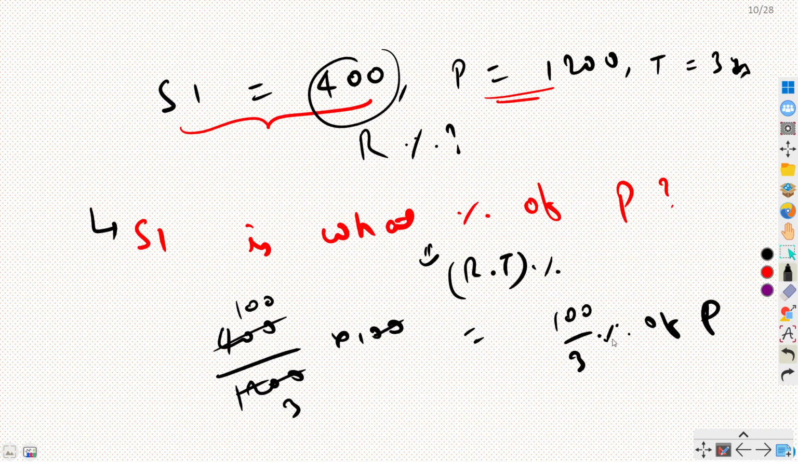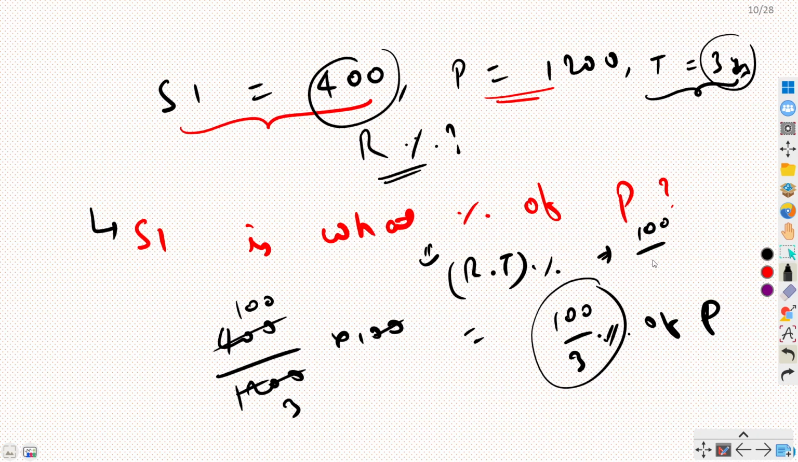Now this percentage is obviously being calculated over 3 years. So what is the value in 1 year? That would be my R percent, right? That is the definition. So for 1 year, you divide this by 3. So 100 by 3 into 1 by 3, that would be 100 by 9%. So this is my value. Rate percent would be 100 by 9, or you can say 11 and 1 by 9%.